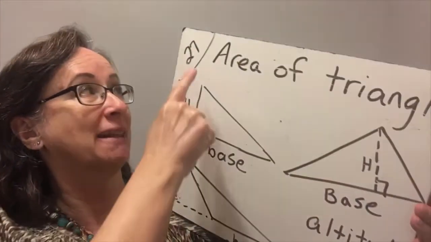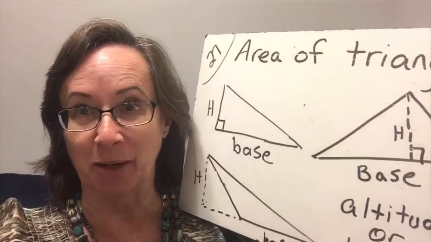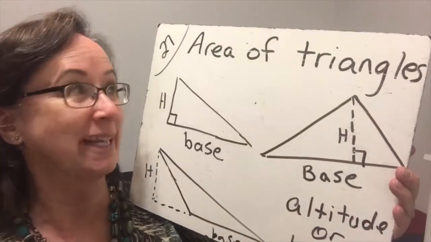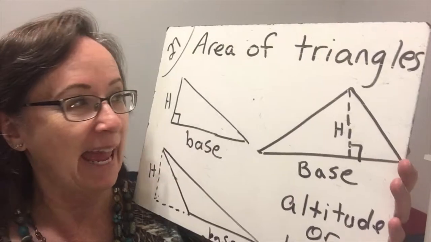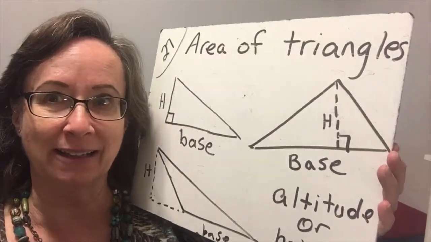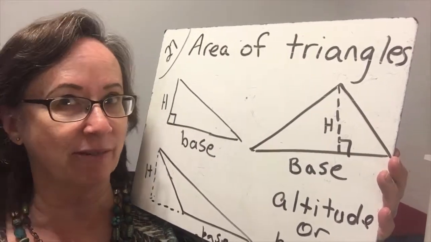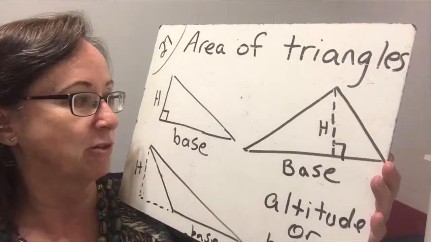Today, we're talking about Lesson 27 in our Blue Book. And Lesson 27 is all about the area of triangles. And we're going to learn how to recognize and find the area of 3 different types of triangles.